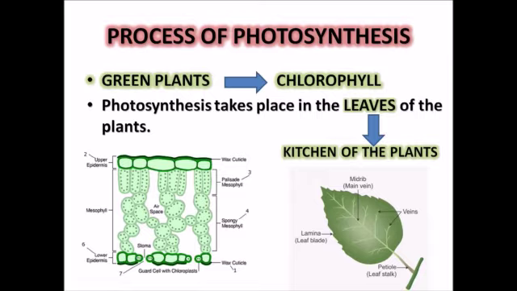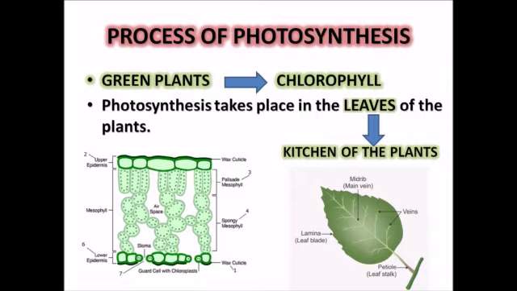So where exactly does this process of food preparation take place in a plant? In which part of the plant does it take place? It takes place in the leaves of the plants, and that is why leaves of the plants are also called the kitchen of the plants, because it is the place where the food is prepared for the plants.